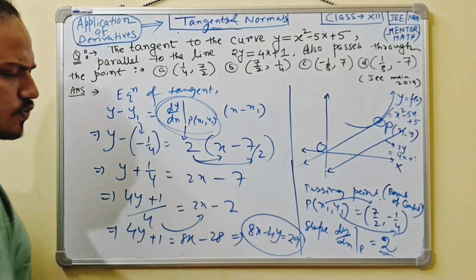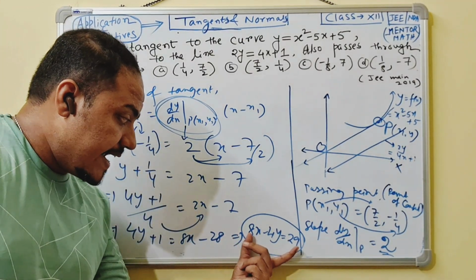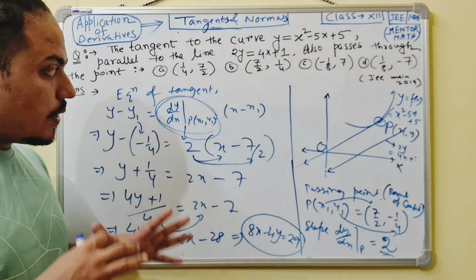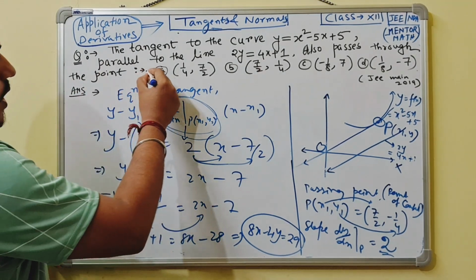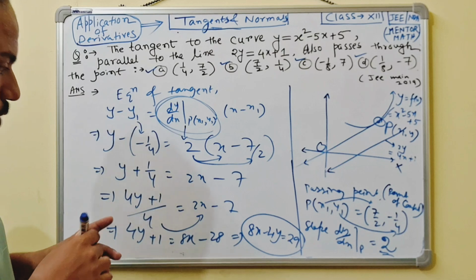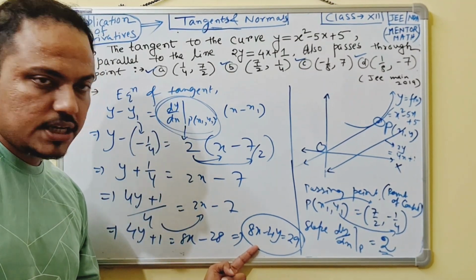Okay, so you can take common 4 also, no issue, but you got the equation of tangent, which is 8x minus 4y equal to 29 now. Still our job is not done. Now you have to check, comes to your option 1, option 2, option 3, option 4. So one by one you have to put here whether this point satisfies this equation of tangent line, yes or no.